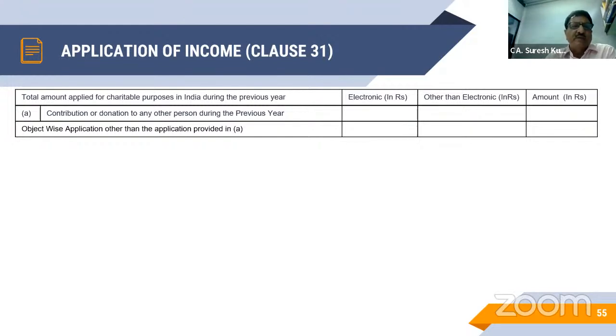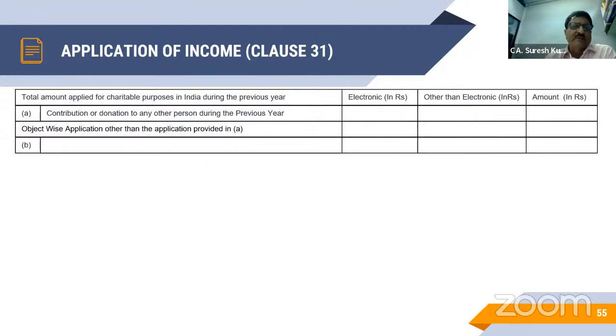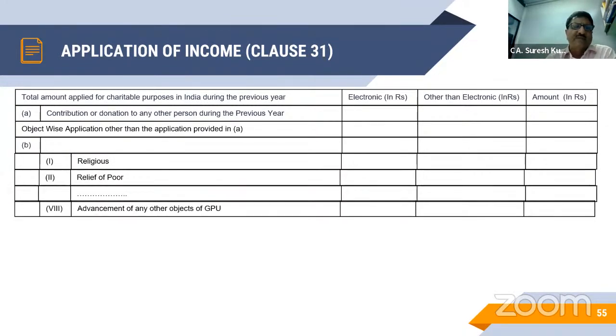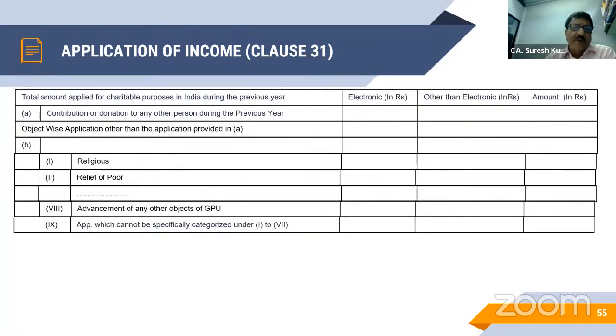First, we have to give a donation to any other person. That means inter-charity grants we have to show. Again, the disclosure has to be through electronic form. Other than electronic form, we have to bifurcate and give. Then object-wise application we have to mention, like religious purpose, how much, relief to poor, like all the 7 limbs. And then application which cannot be specified, categorized under 1 to 7 above.